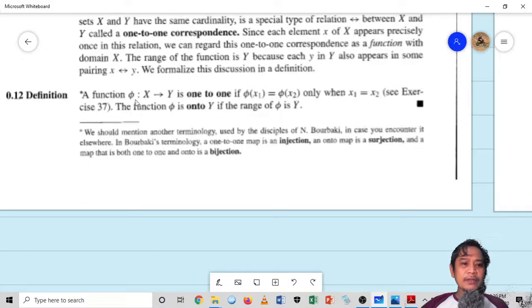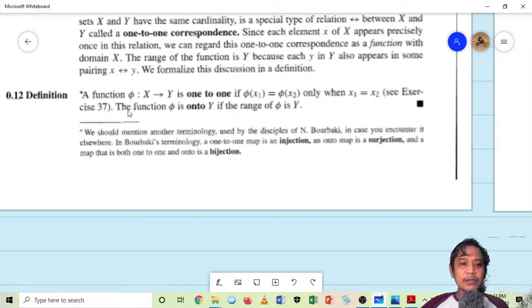Okay, so we define a function phi mapping x to y to be called 1 to 1 if phi of x sub 1 equals phi of x sub 2 only when x sub 1 is equal to x sub 2. Meaning, if the images of x sub 1 and x sub 2 are the same, then it should follow that they are the same. Okay? So this would be our convention of proving that a function is 1 to 1.